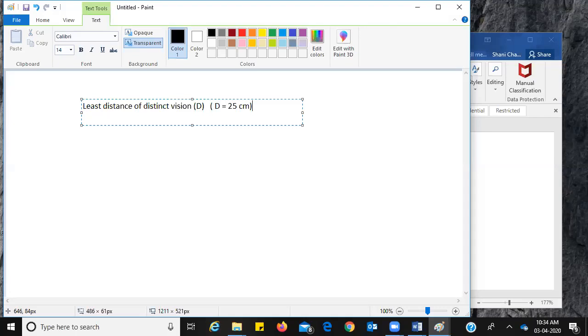Now, what do you mean by far point? So the furthest distance the eye can form a clear image. Okay. For a normal human eye, the far point is at infinity. Only the image will be very, very minute. So the range of visibility for a healthy eye is from 25 centimeters to infinity.